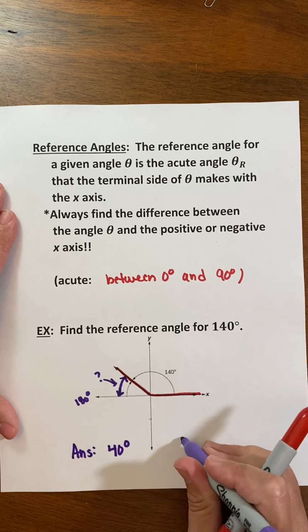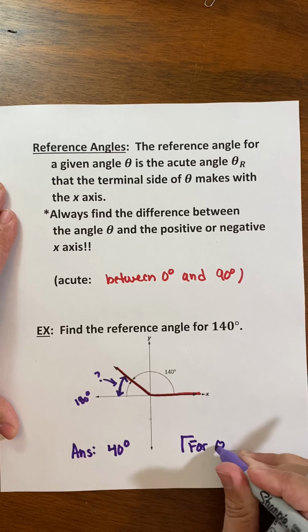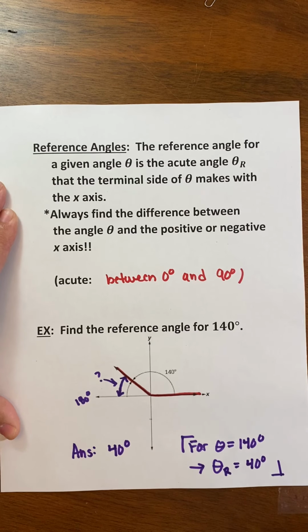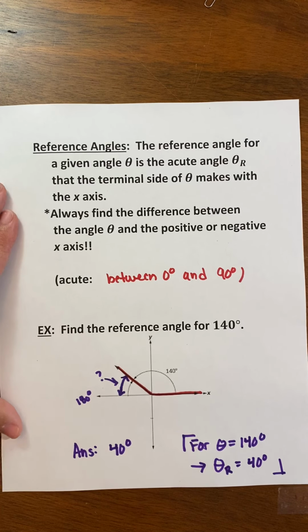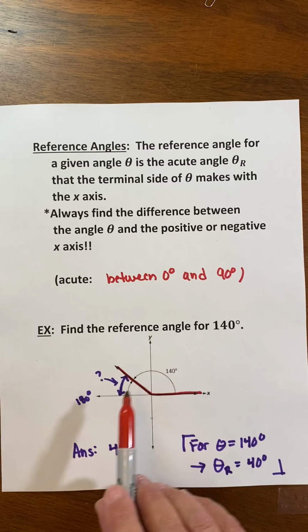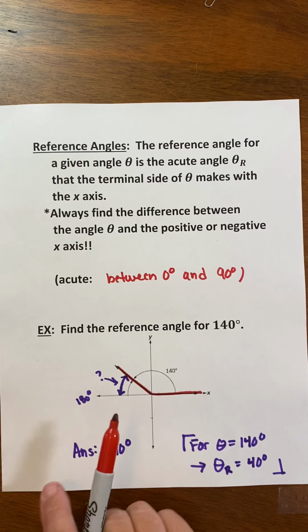Right, so we say for theta equals 140 degrees, the reference angle, with a little subscript r, is 40 degrees. Right, an angle, we draw the terminal side of the angle, we say how far are we away from the closest half of the x-axis. Right, so the reference angle for 140 degrees would be 40 degrees. So that would get us to the negative x-axis.